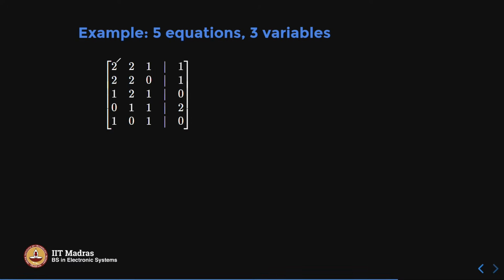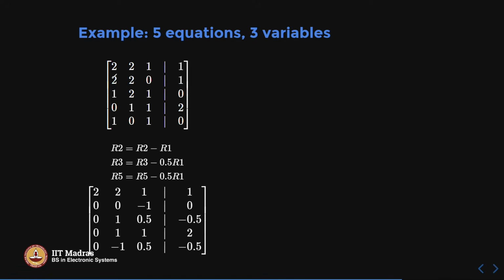Okay, so once again, let's start the elimination process, right? So you have a non-zero pivot here, 2, and then below that I have to make everything 0. So notice what I'm doing here. R2 is R2 minus R1, R3 is R3 minus 0.5 R1, R5 is R5 minus 0.5 R1. Okay, 3 equations, 3 operations.